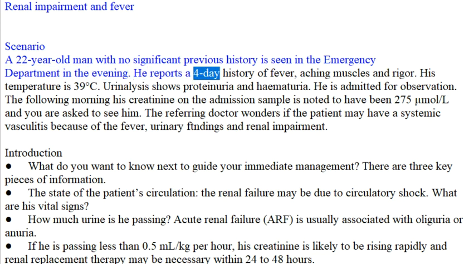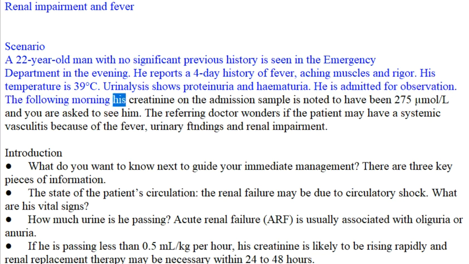He reports a 4-day history of fever, aching muscles, and rigor. His temperature is 39 degrees Celsius. Urinalysis shows proteinuria and hematuria. He is admitted for observation.